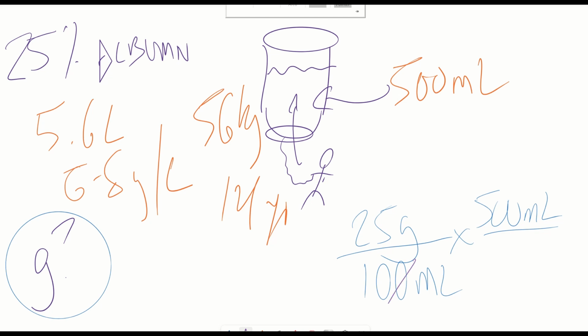Okay, so that cancels out. 25 times 5 is what? 125 grams to the patient. That looks about right, if I put 6 times 5, sort of, maybe. All right, so it's 125 grams of albumin I'm giving the patient.